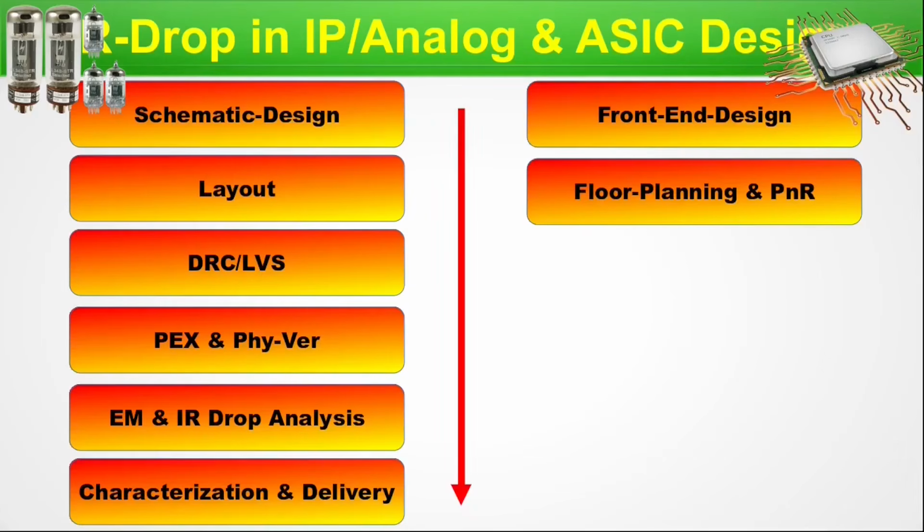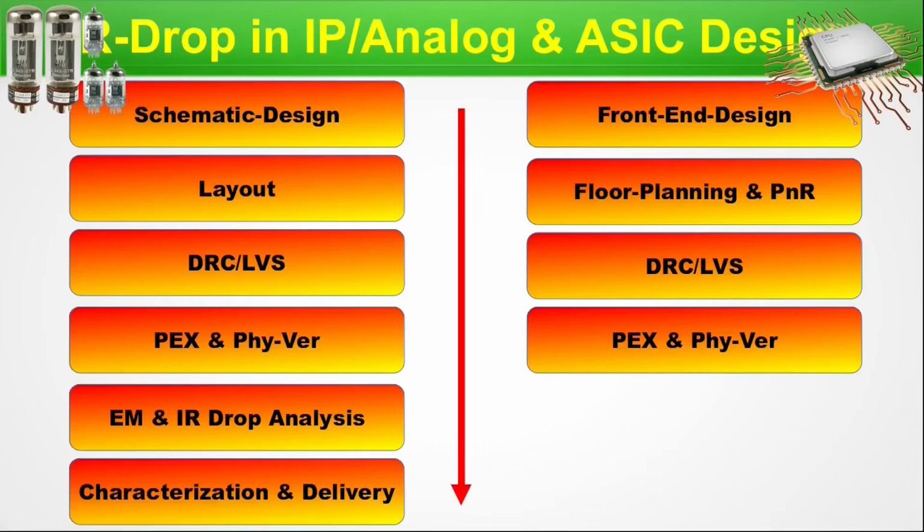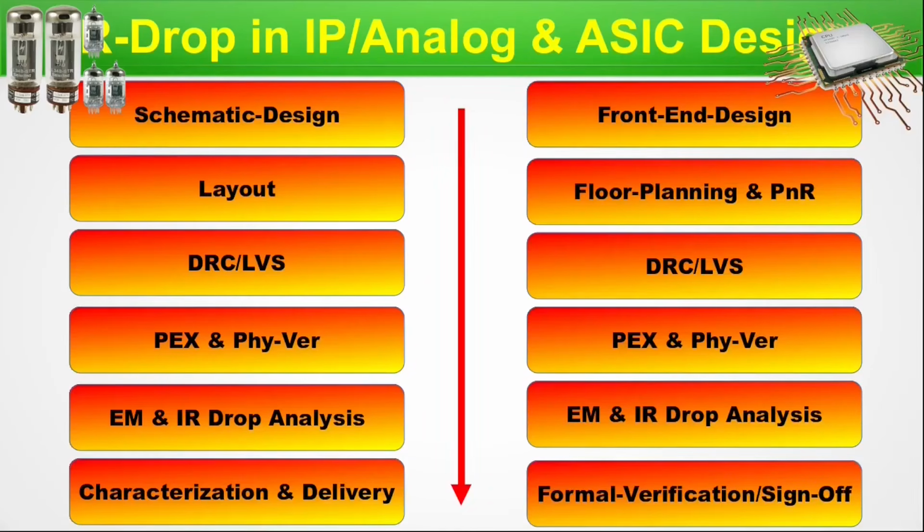As we proceed further in the back-end side, we have the ERC and LVS check after the floor planning, PNR, and the layout is done. This step makes sure that the layout is ERC and LVS clean. Next, we have the parasitic extraction, abbreviated as PEX, and the rest of the physical verification checks. In the next step, we do the EM and IR drop analysis. Finally, we do the formal verification and we proceed towards the sign-off.